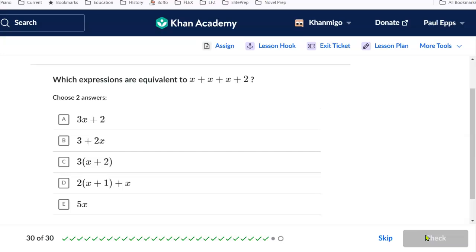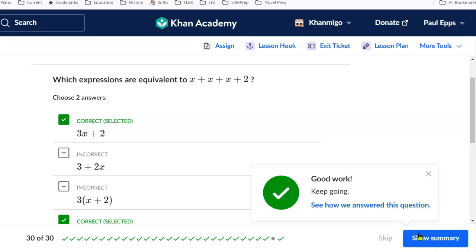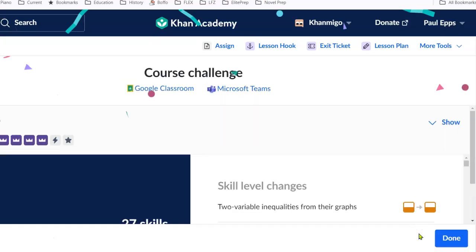Okay. Well, oh, I thought that was the last one. Okay, one more. Which expressions are equivalent to x plus x plus x plus 2? So it's 3x plus 2. So that one is, obviously, 3 plus 2x, no. 3x plus 6, no. 2x plus 2 plus x, so that's 3x plus 2. So those are the two answers, right? All right, good. Done.